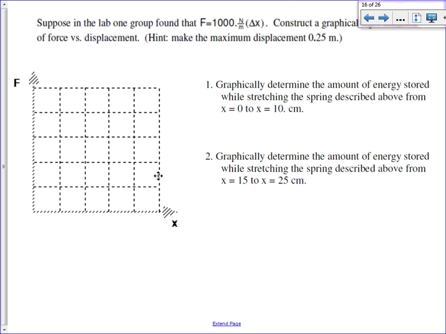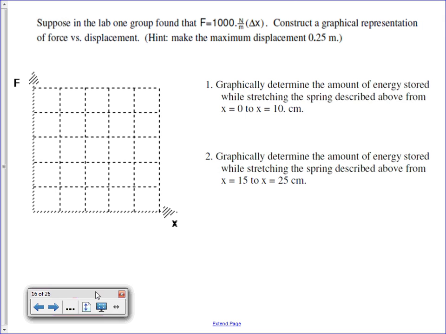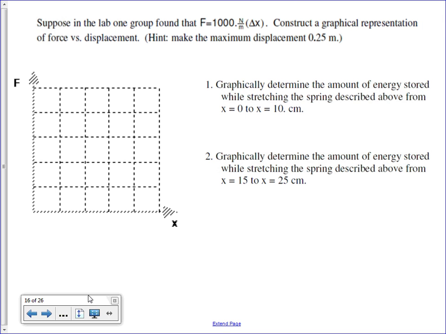All right, now that we understand that, let's use those ideas to help you with your homework. This is actually taken from worksheet 2. So the very first part of worksheet 2 has this question. Suppose in the lab, one group found that their equation of their line is force equals 1,000 newtons per meter times delta x. Before I move on, make sure you can recognize that this is Hooke's law. Force equals k times delta x, or just x. So the k is 1,000 newtons per meter. That's a pretty stiff spring.